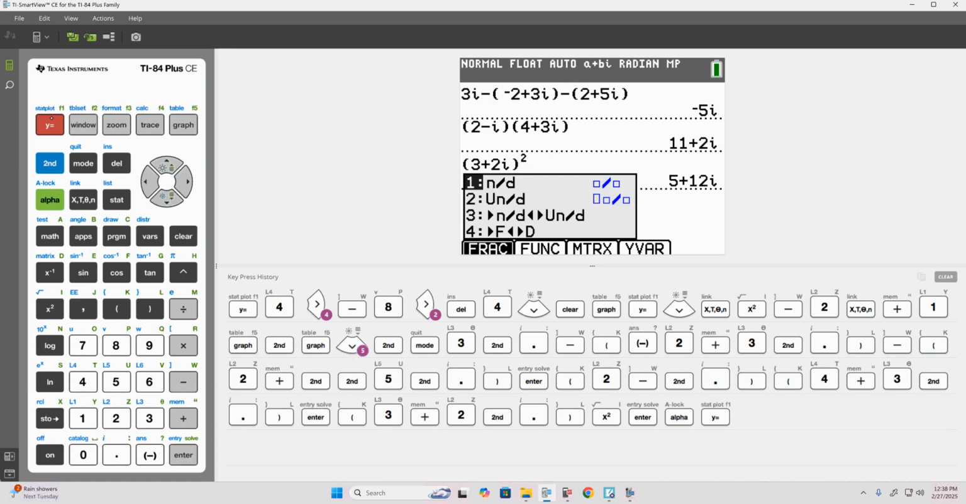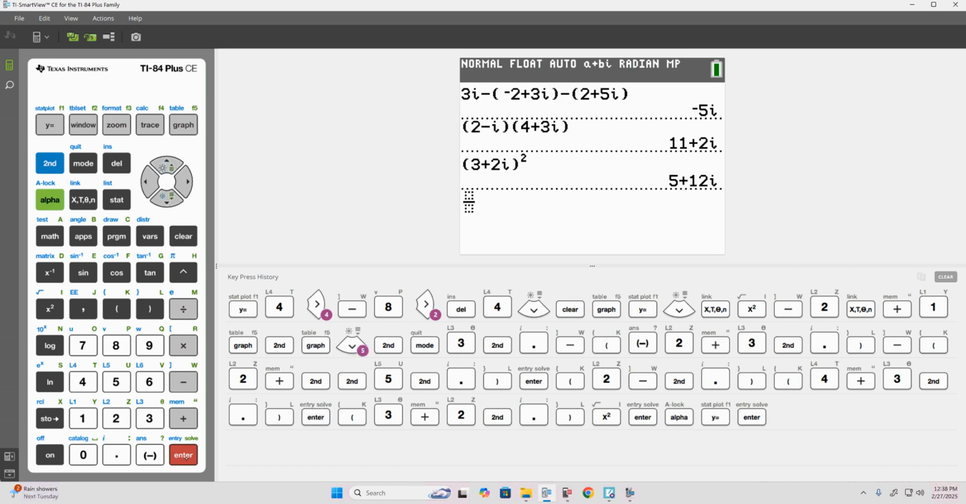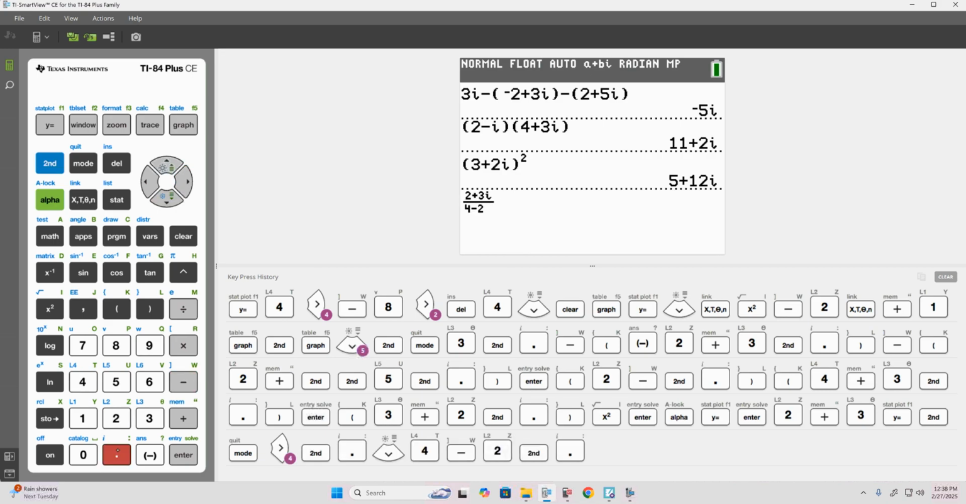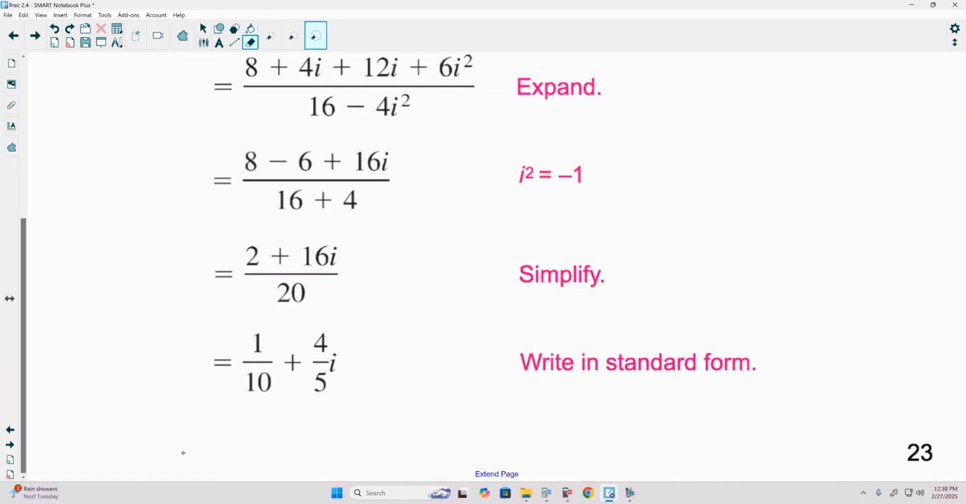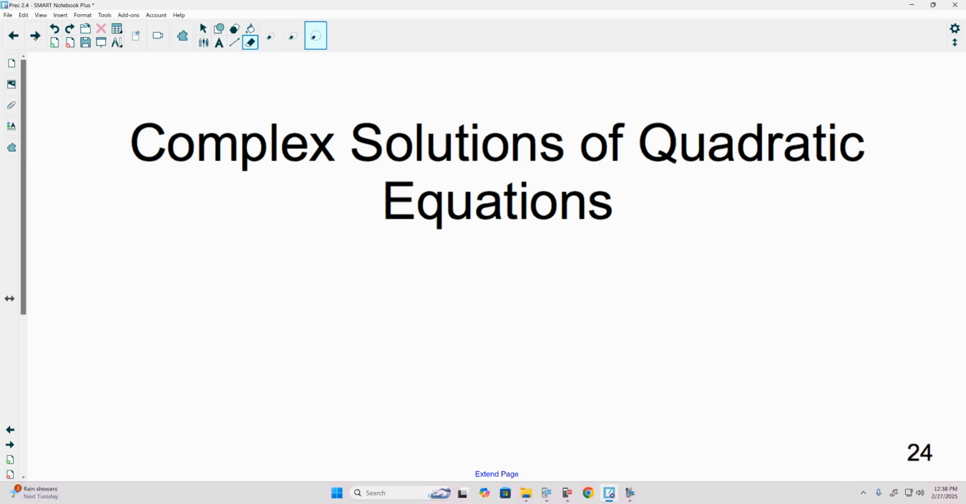The other is to enter 2 plus 3i over 4 minus 2i, and we get our answer. Either way works. Both get us to the same spot. Questions on this here?